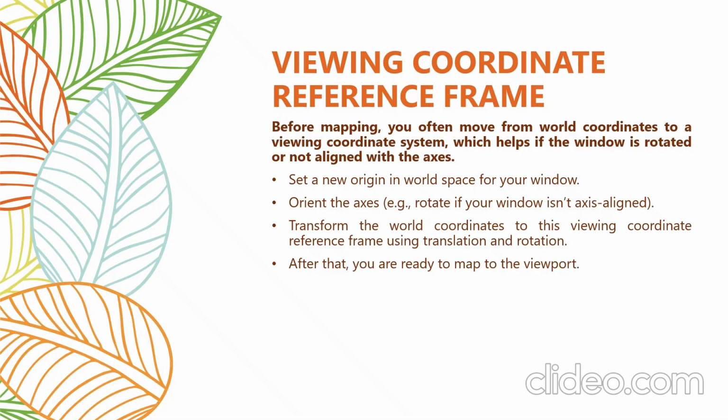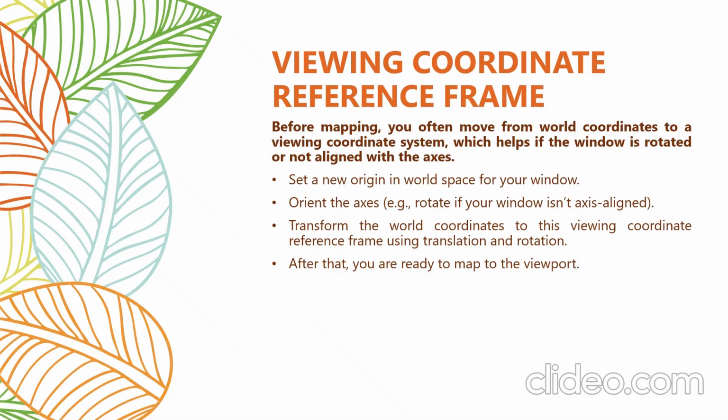Sometimes the viewing window is not perfectly aligned with the x and y axis, like it may be rotated or positioned differently, right? So if we directly perform mapping, the calculations become complicated. To simplify this process, we introduce another coordinate system called the viewing coordinate system. Earlier we were studying about the world coordinate system. So let's understand the steps here.